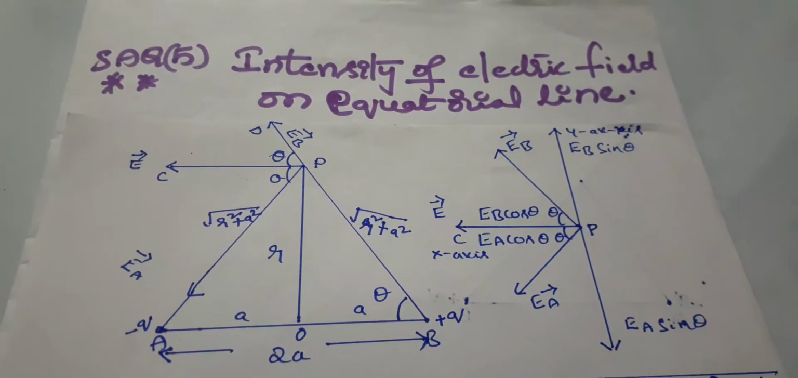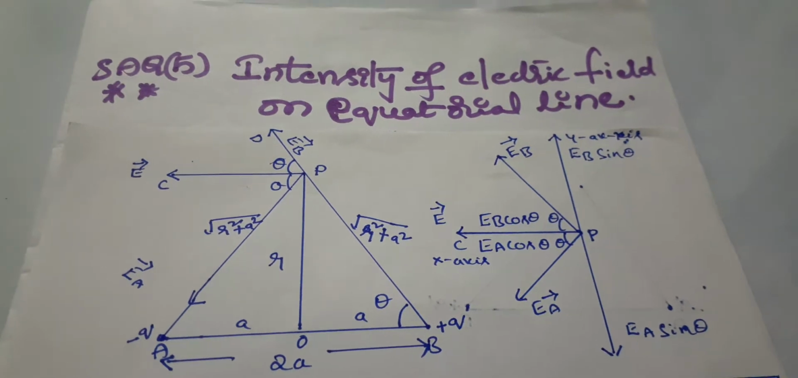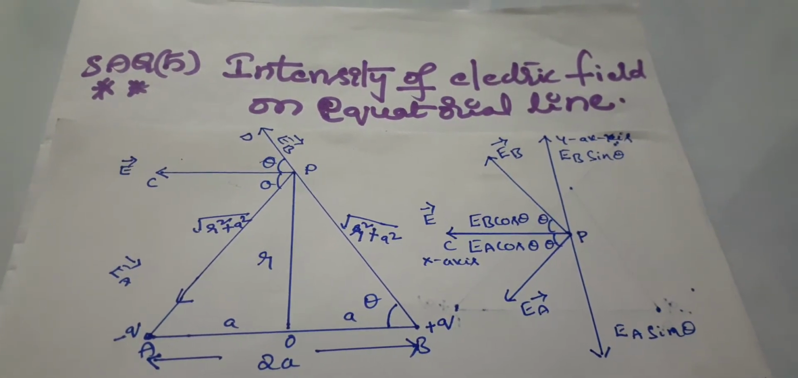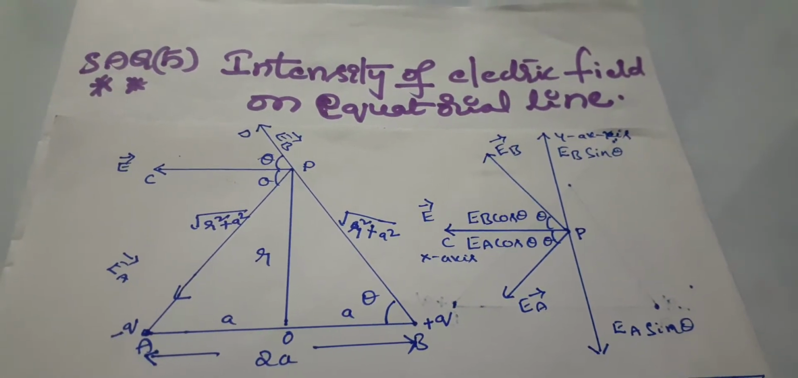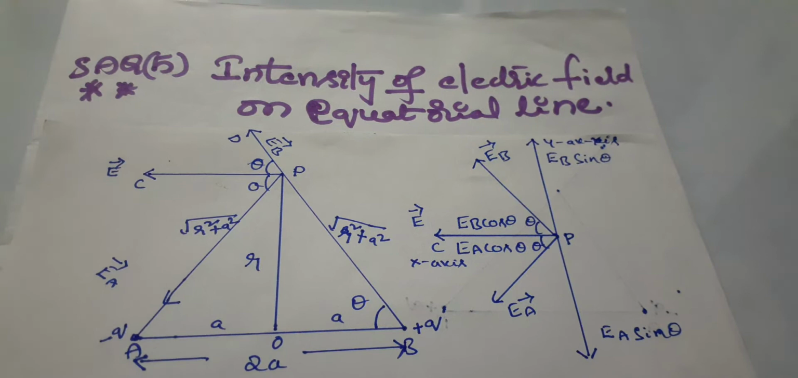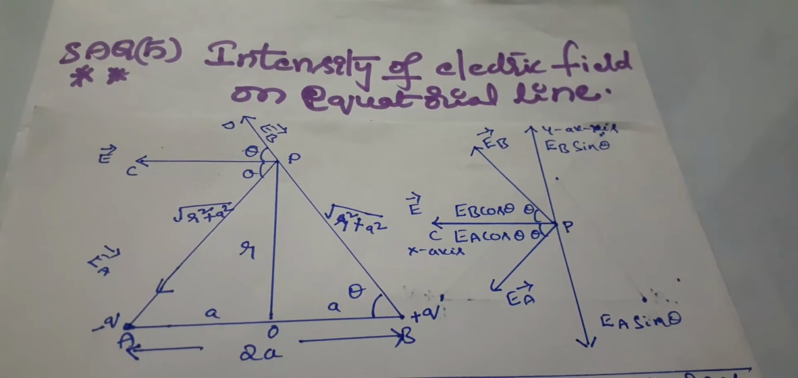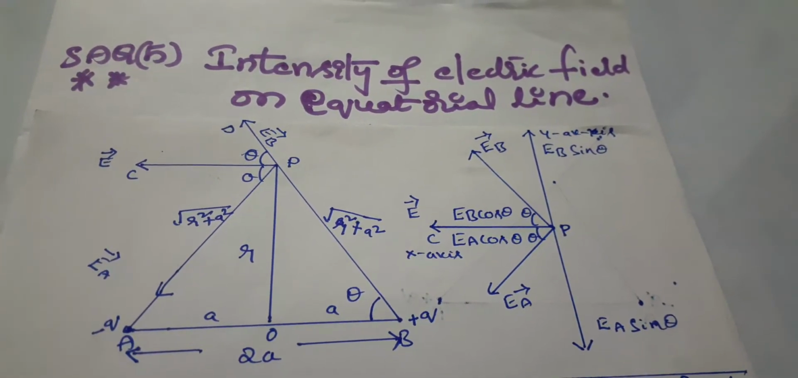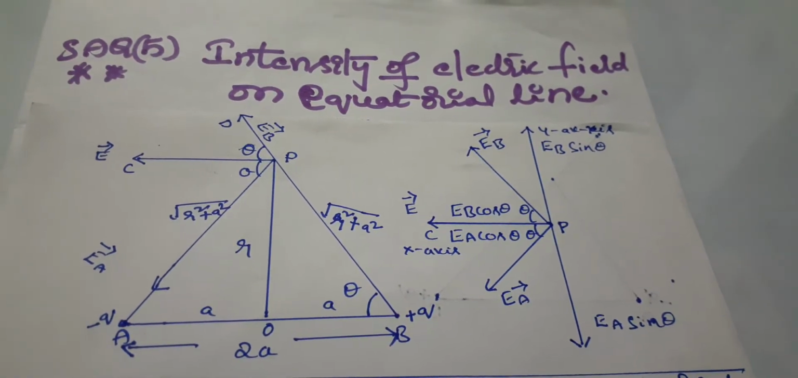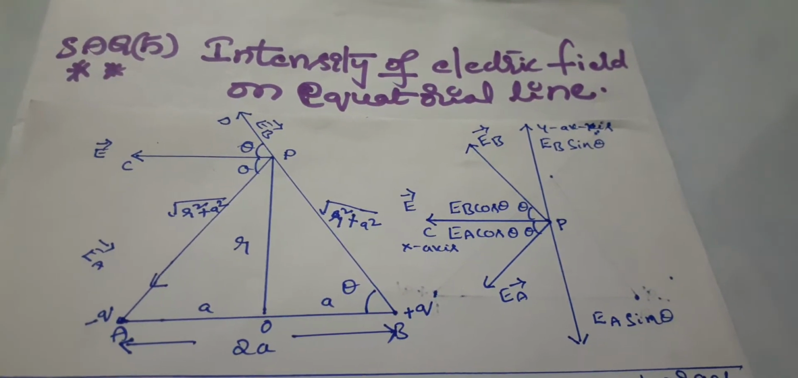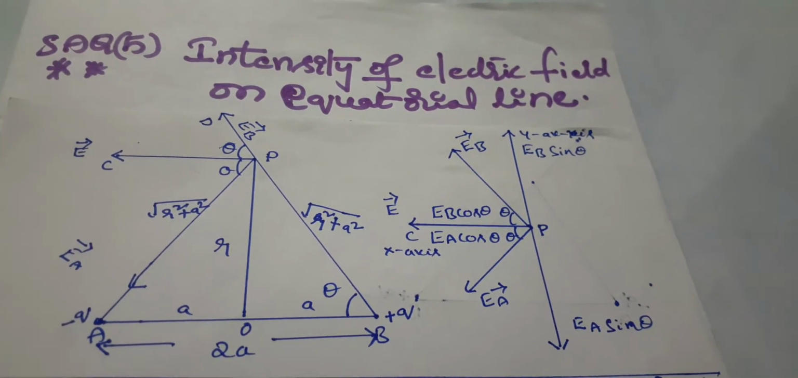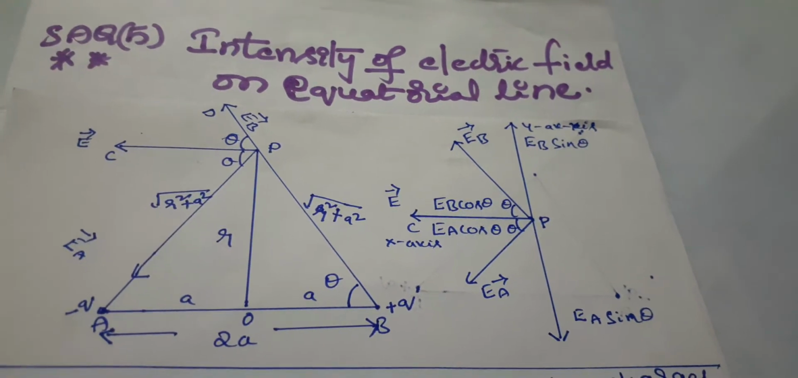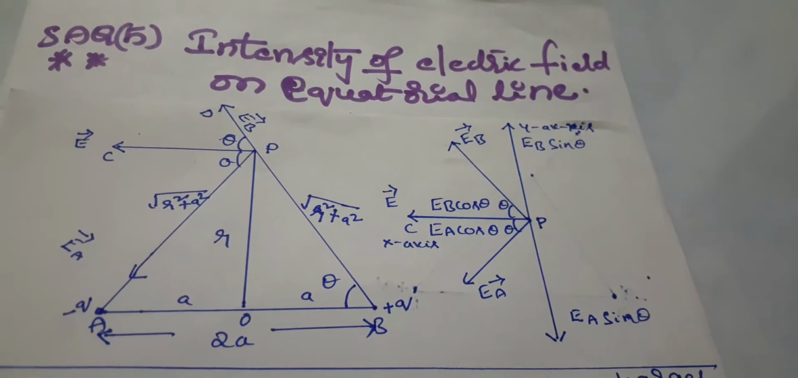So E bar B and E bar A, the combination of these two intensities of electric field is producing the resultant intensity of electric field E bar, which is moving from P to C direction. So in the direction PC, the resultant intensity of electric field is moving. This resultant intensity is making angles theta with E bar B and theta with E bar A. So E is the sum of E bar A and E bar B.